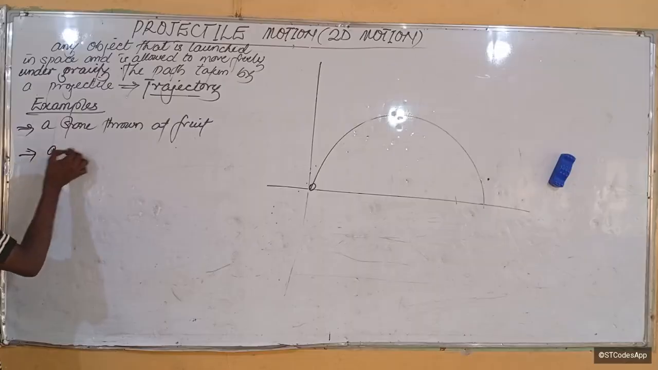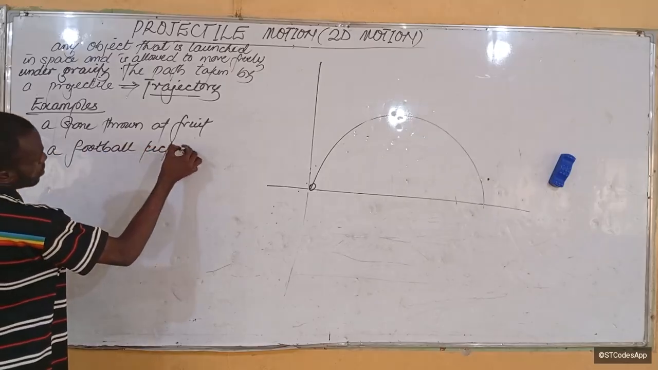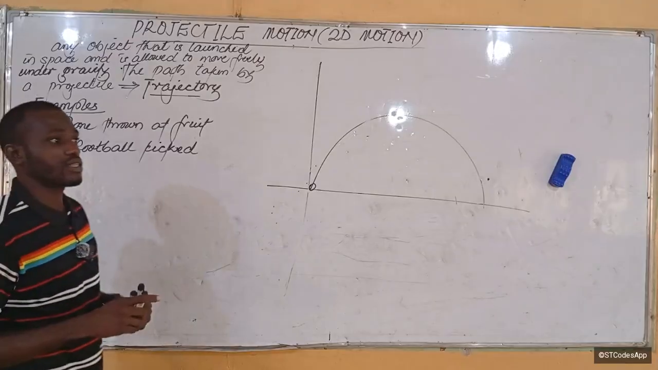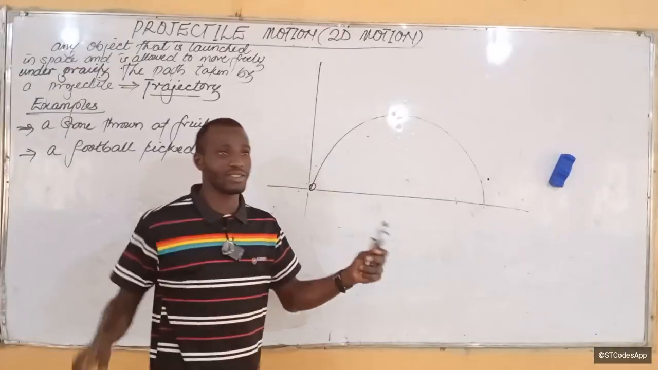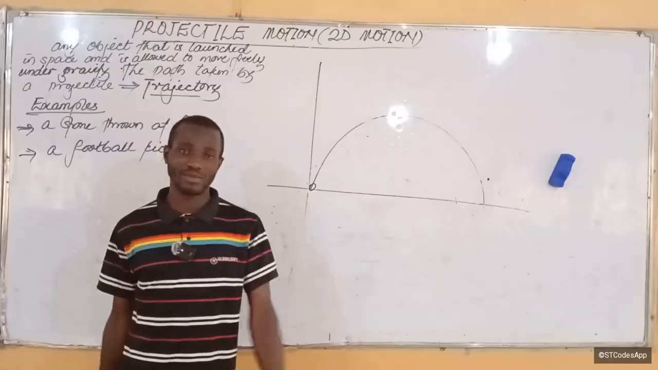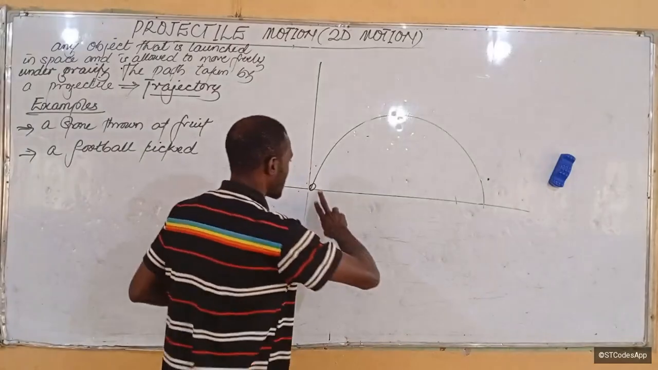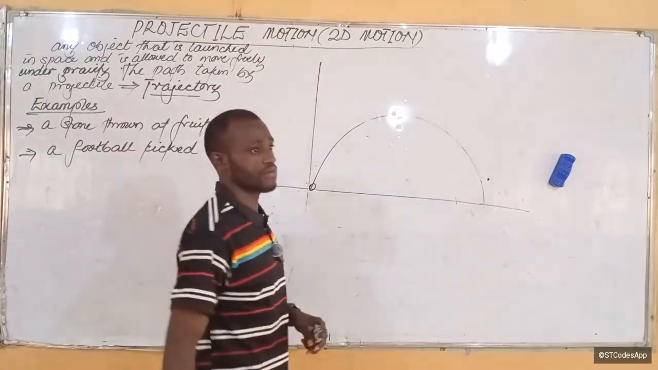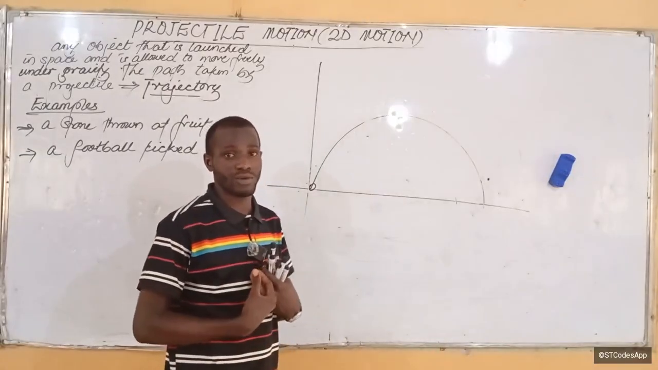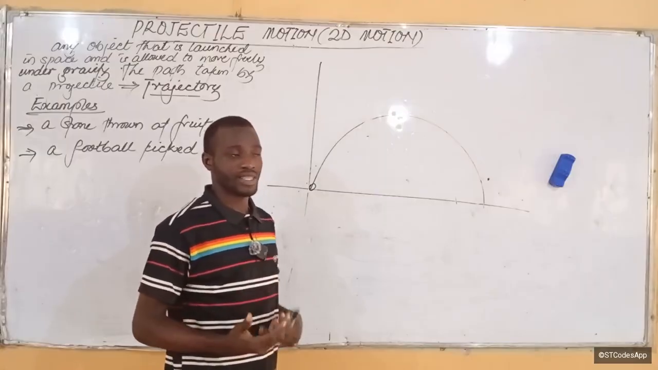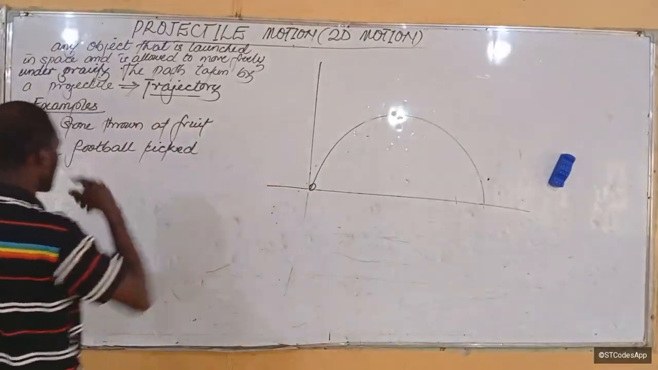Another is a football kicked. A football kicked by a player. So if a player wants to do a long pass, do you understand? Provided it's not curling, I don't know how they call that thing. You place the ball, it will go like this and go to the player. If the player was as skillful as I am, it will land exactly where he wants it to go. So that's another example.